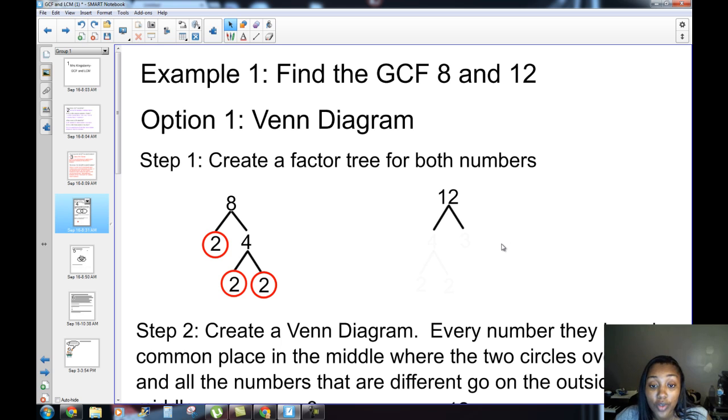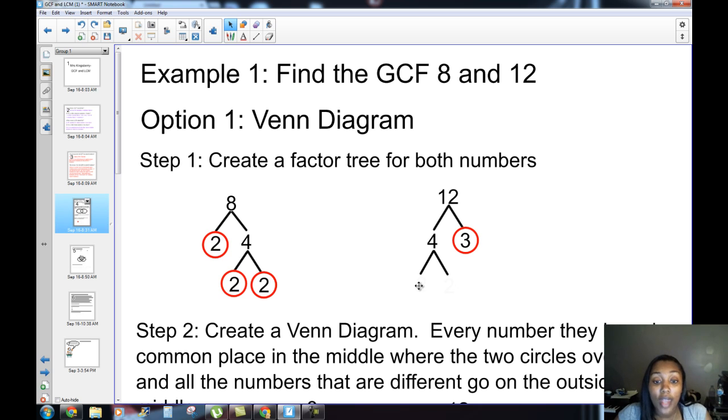Find the prime factorization for 12. This time I'm going to use 4 times 3. And then again I ask, is 4 a prime number? And we know, nope, 4 is not a prime number. So we will draw 2 more branches and keep going. And then we ask, is 3 a prime number? And the answer would be yes, 3 is a prime number. So we're actually going to circle the 3 and stop.